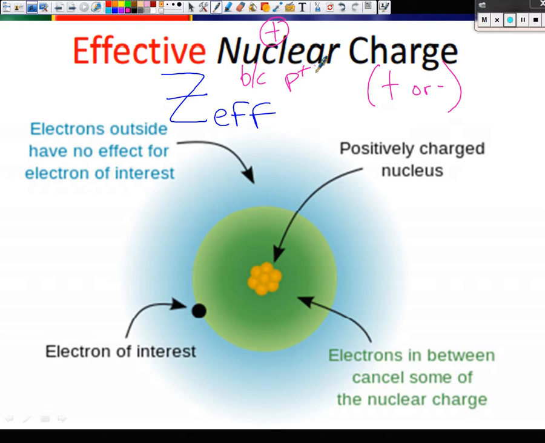Does that make sense? Did I lose anyone going through that? Are you glad I did that? Makes more sense? Okay. So here's what effective nuclear charge is.